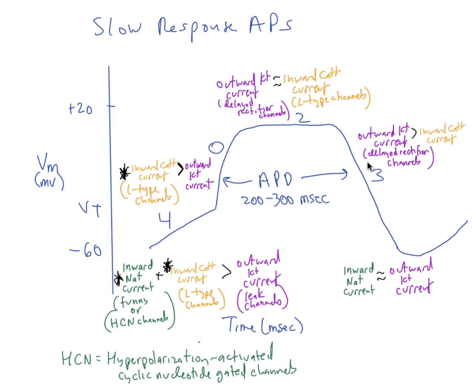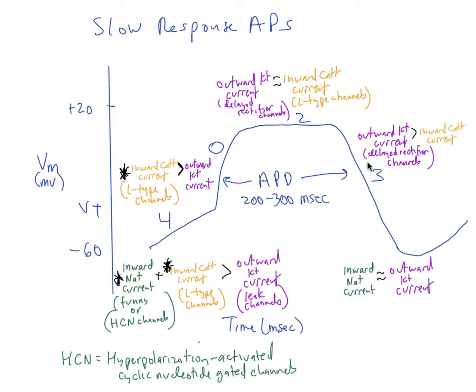So now we're going to talk about slow response cardiac action potentials, and I want us to take a look at how this is different from the fast response cardiac action potential. So let's start with the starting point over here. This phase 4, notice that it's not stable. It's drifting and depolarizing, and it's not flat like we saw with the fast response action potential.